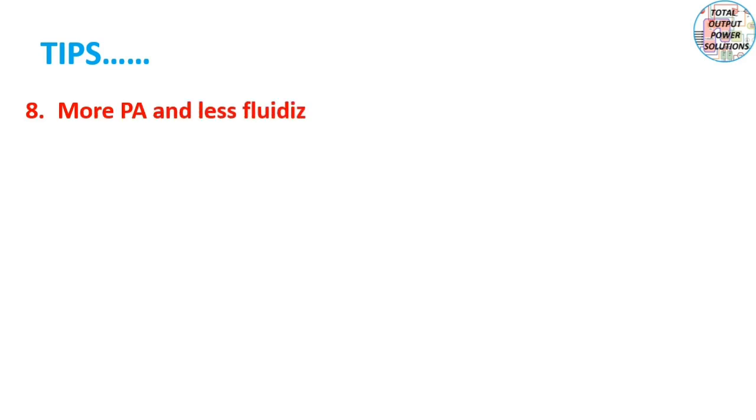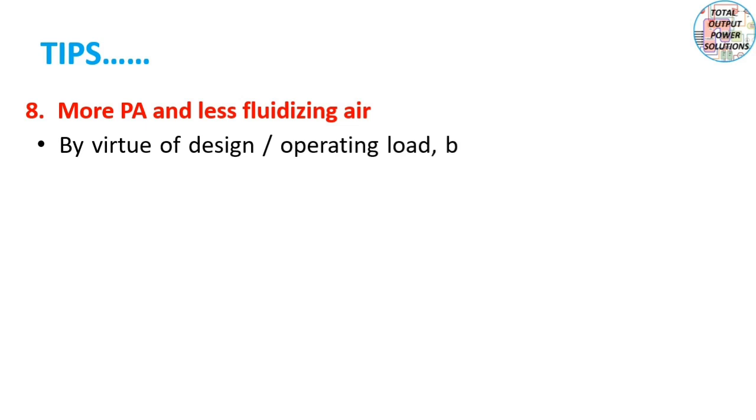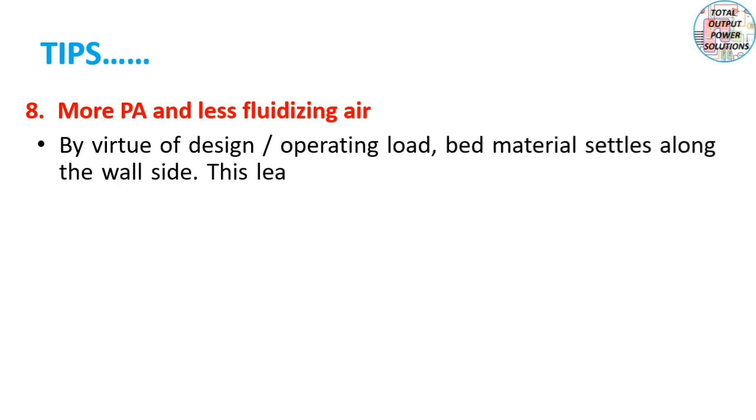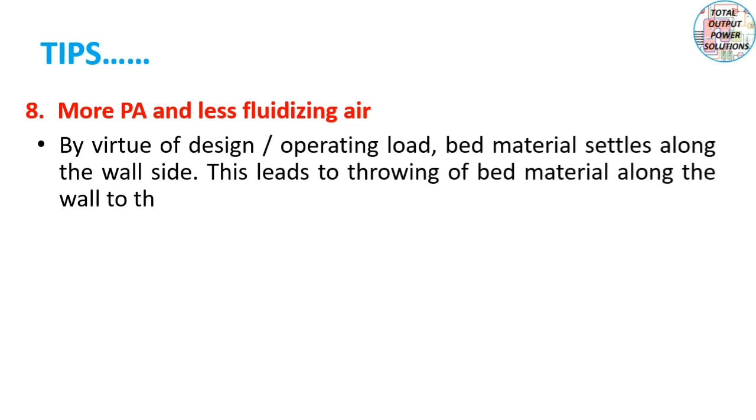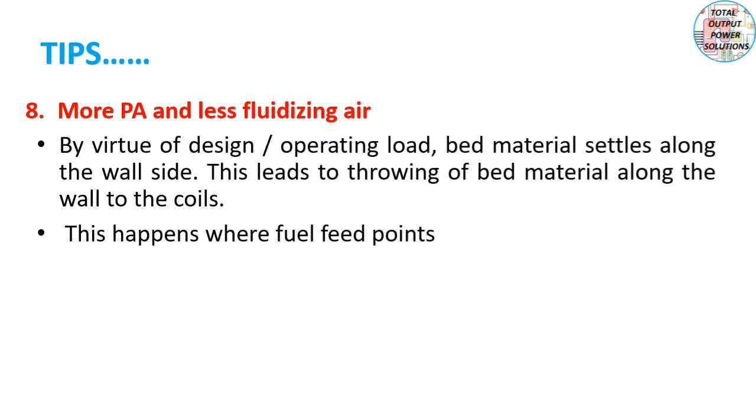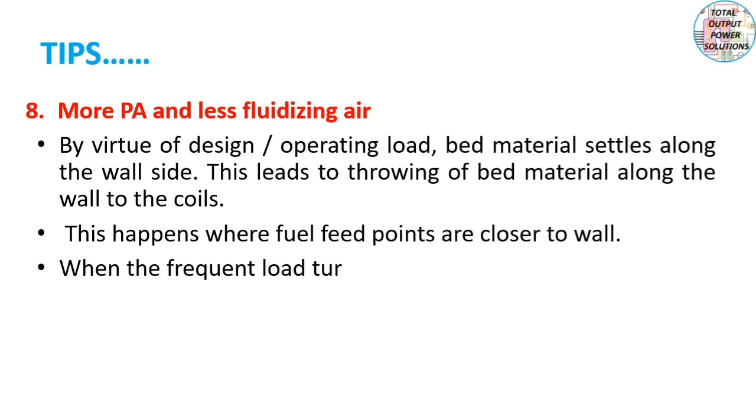Tip number 8. More primary air and less fluidizing air. By virtue of design and or operating load, bed material settles along the wall sides. This leads to throwing of bed material along the wall to the coils. This happens where fuel feed points are closer to the wall.